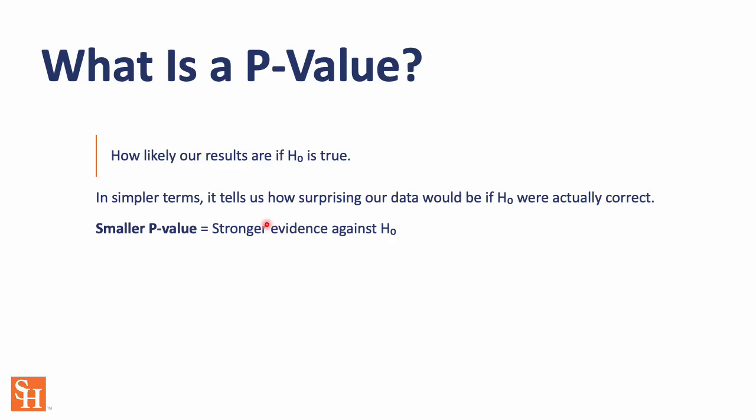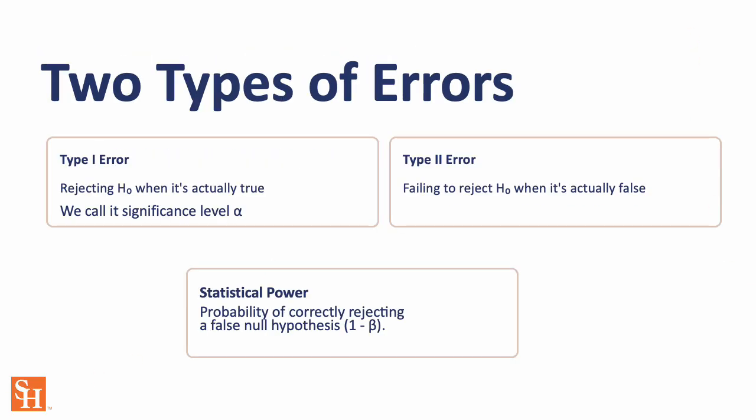So if we have strong evidence against the null hypothesis, that is similar to saying we have strong evidence for the alternative hypothesis, right? I think now it is clear to all of you what we mean by p-value. Let us briefly discuss the errors and power of a test.